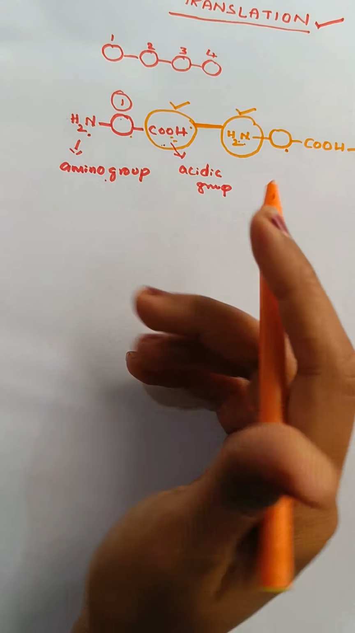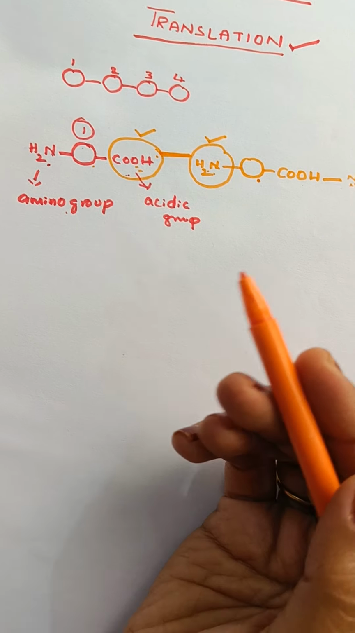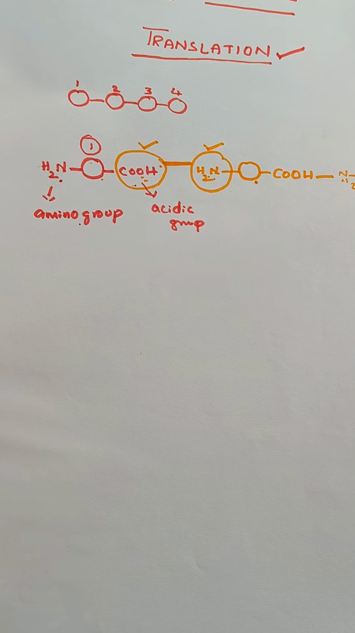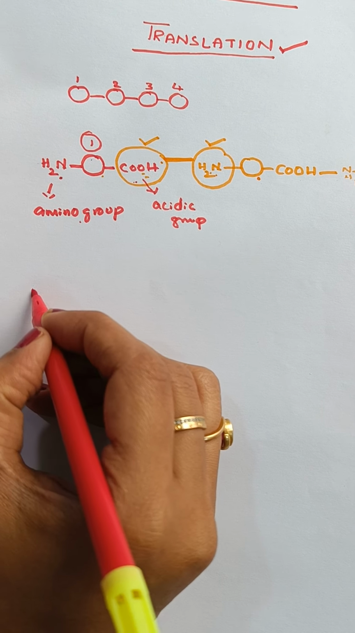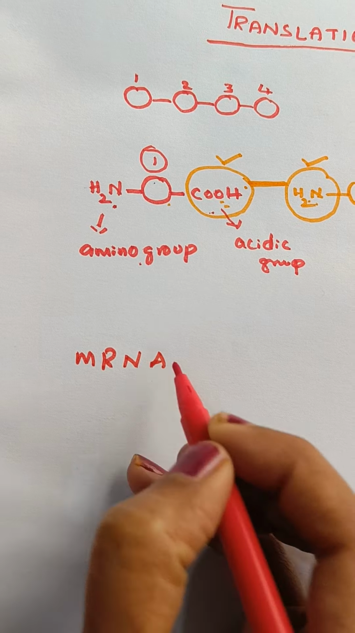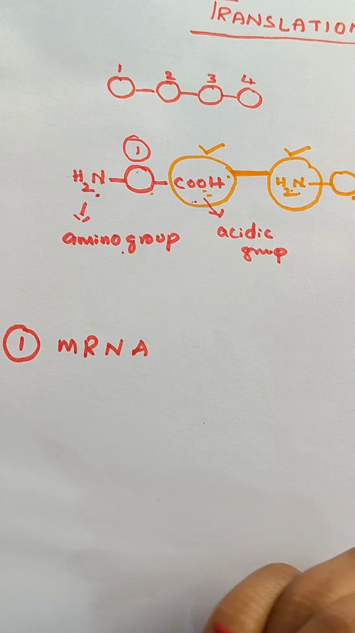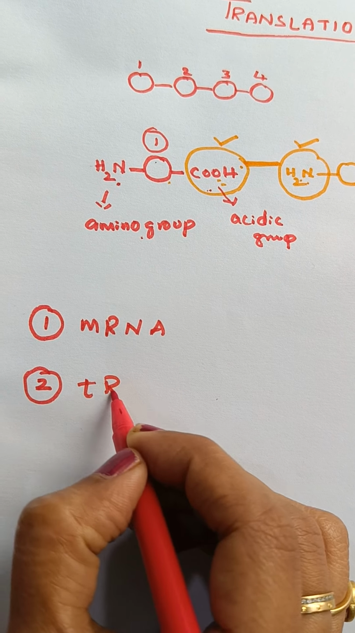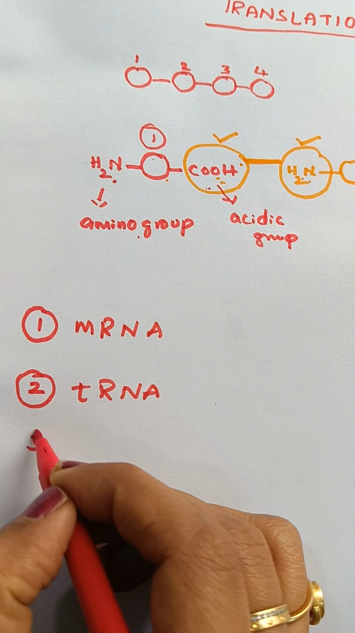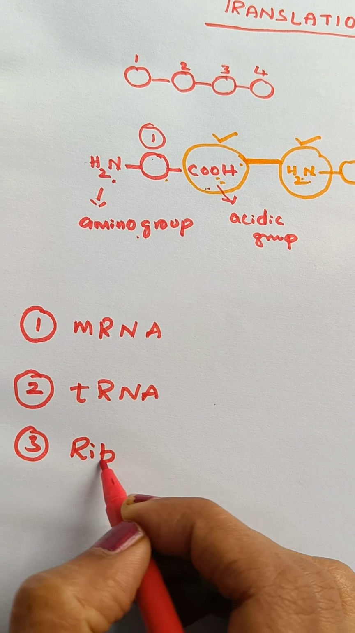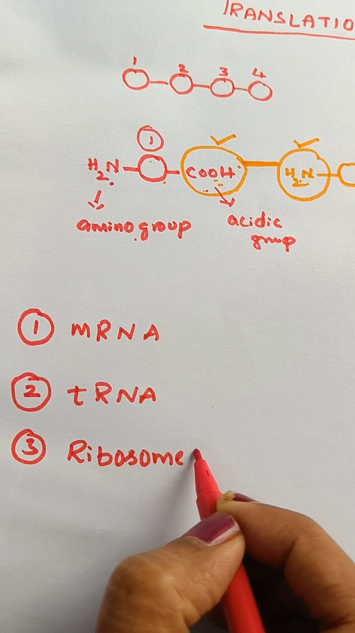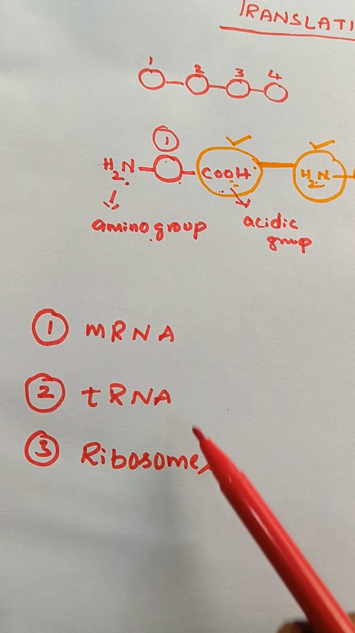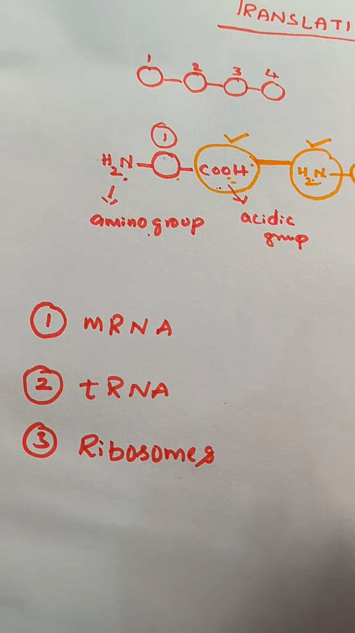To talk more about translation or protein synthesis, it is important to understand the functions of three components in a cell. The first component is mRNA, the second component is tRNA, and the third component is ribosomes. Because when we talk about this whole protein synthesis, these three components come into real action.